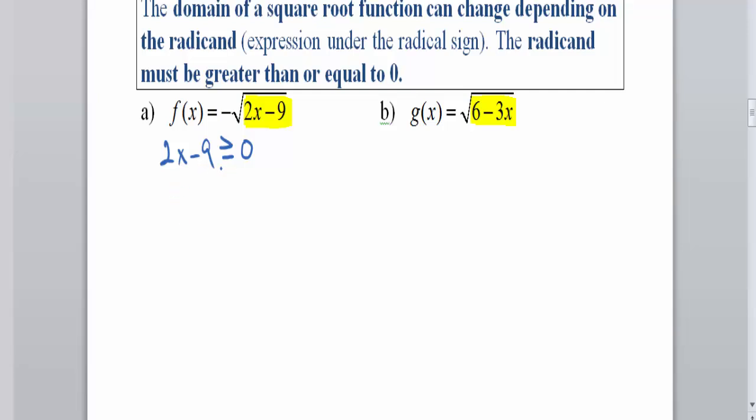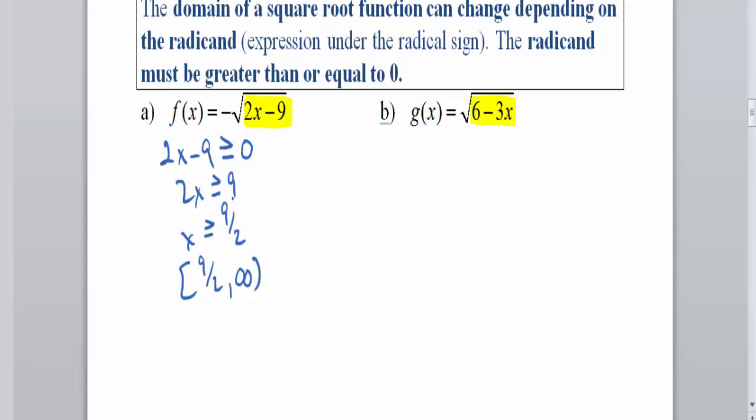So if 2x minus 9 is greater than or equal to 0, then 2x is greater than or equal to 9, and therefore x is greater than or equal to 9 over 2. And then, again, what does this mean in interval notation? It means everything from 9 over 2 on to infinity. So the domain there would be from 9 halves to infinity.